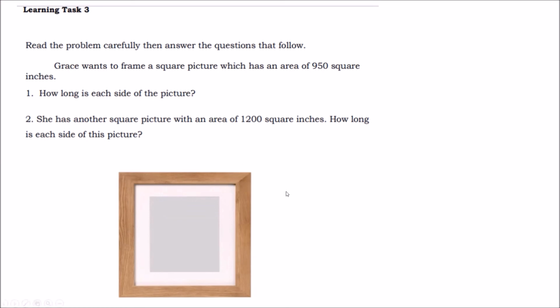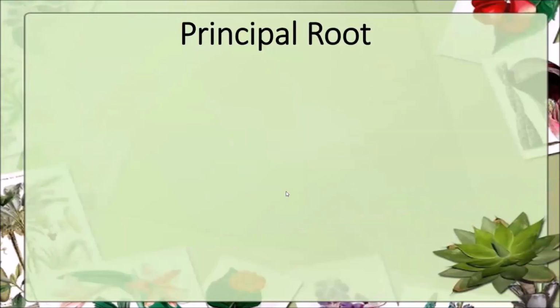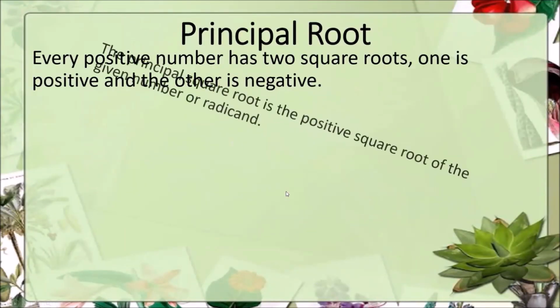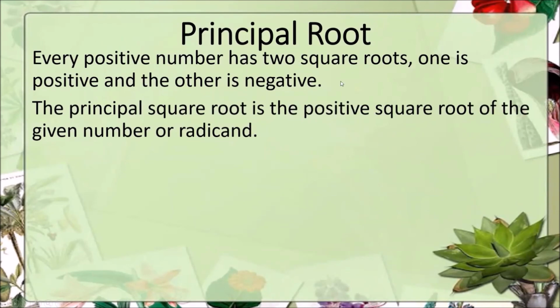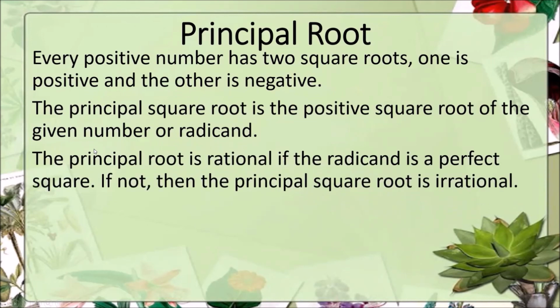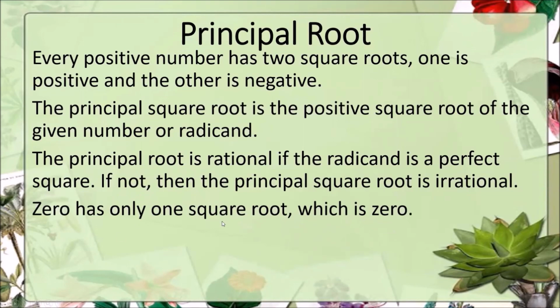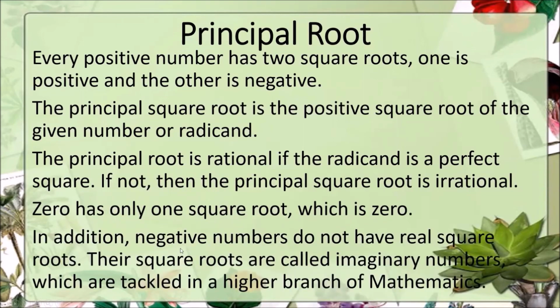Now, to summarize our lesson for this week, principal root means every positive number has two square roots, one positive and the other negative. The principal square root is the positive square root of the given number or radicand. So the principal root is rational if the radicand is a perfect square, and if not, then the principal square root is irrational. 0 has only one square root, which is 0. And in addition, negative numbers do not have real square roots. Their square roots are called imaginary numbers.